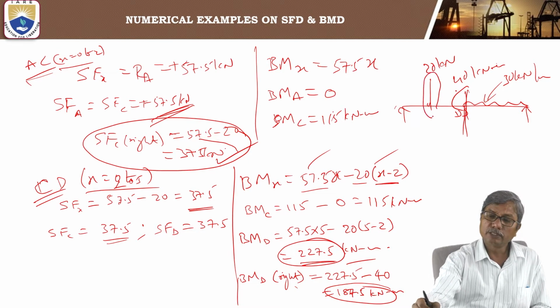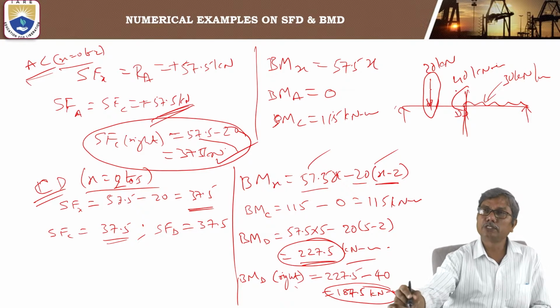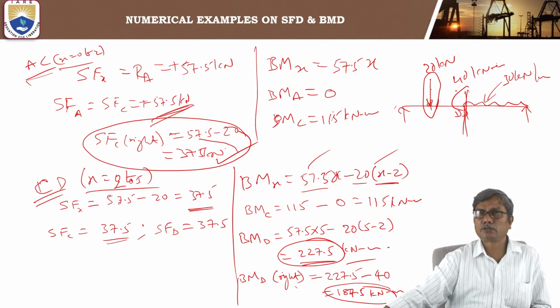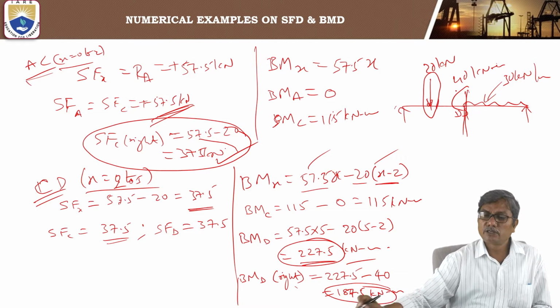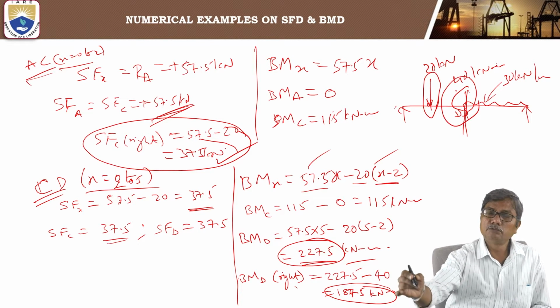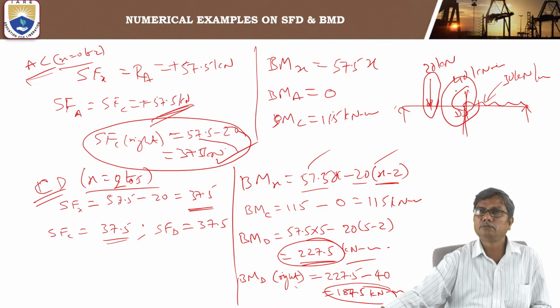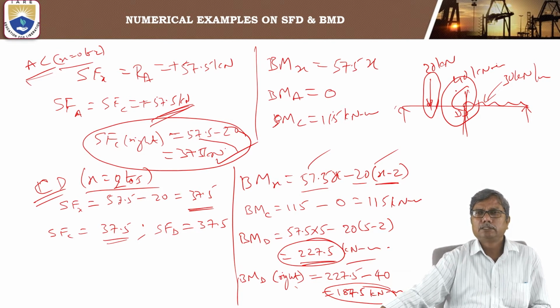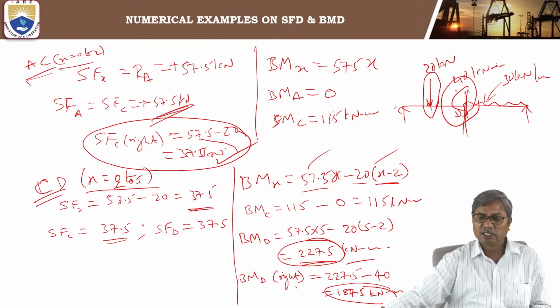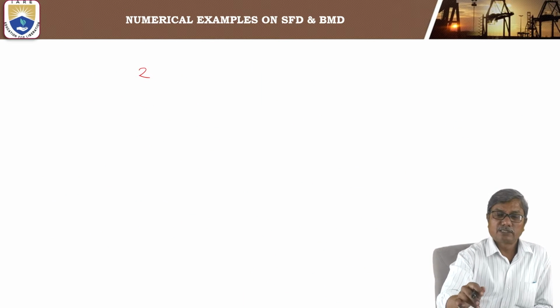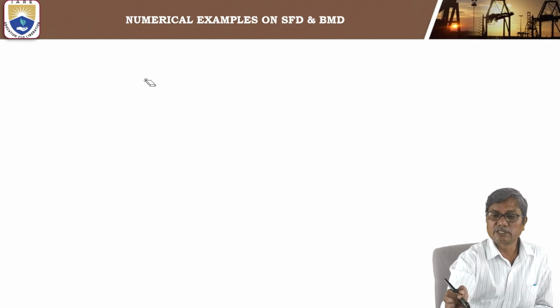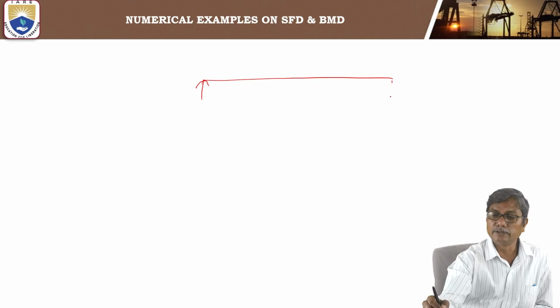As there is a drop in shear force value at the point where the point load is acting, there will be a sudden drop in the value of bending moment at the point where the couple is acting. Next, consider the section between B and D.